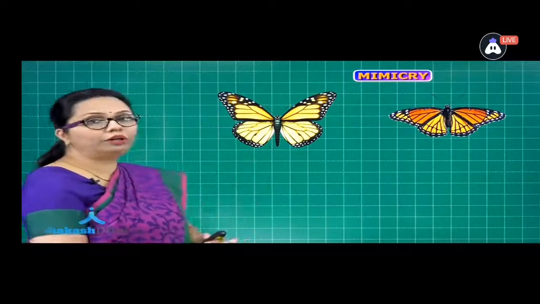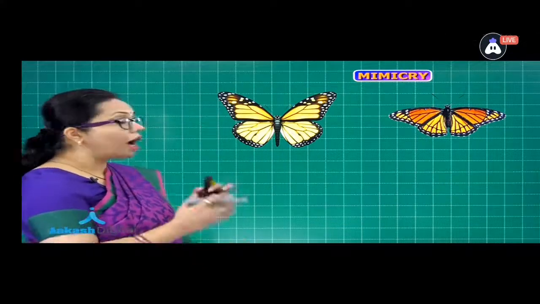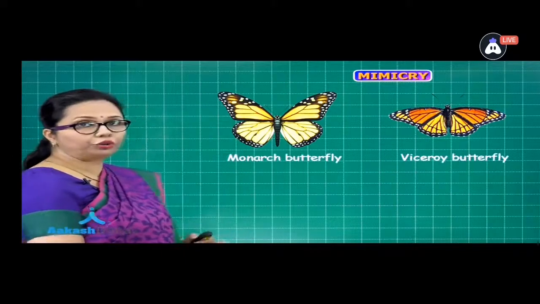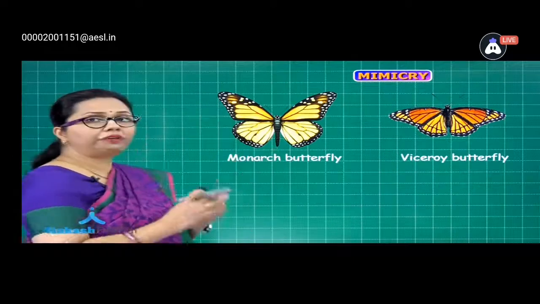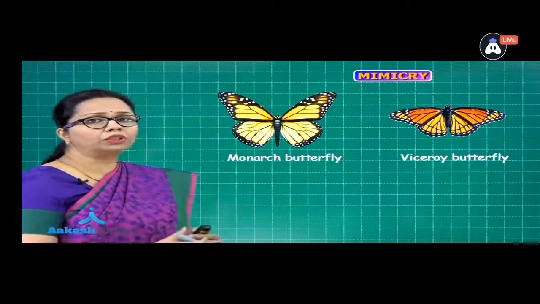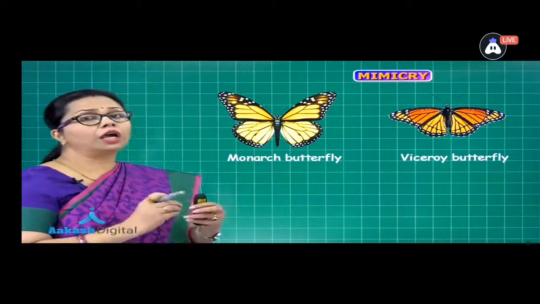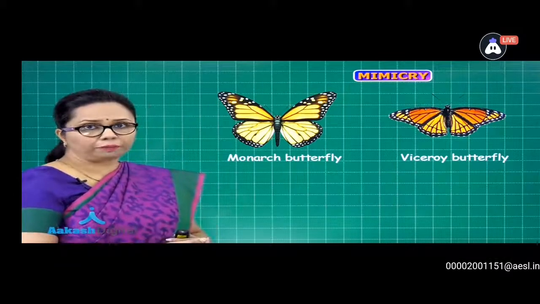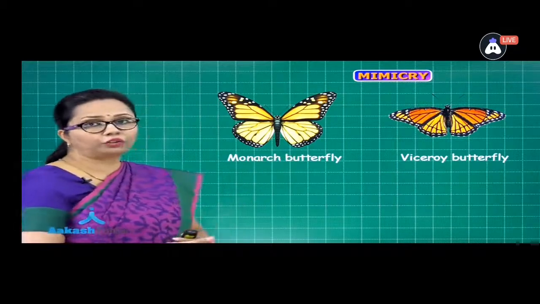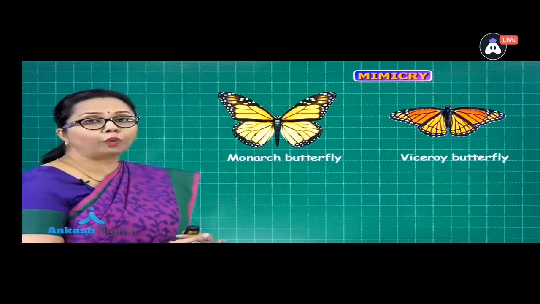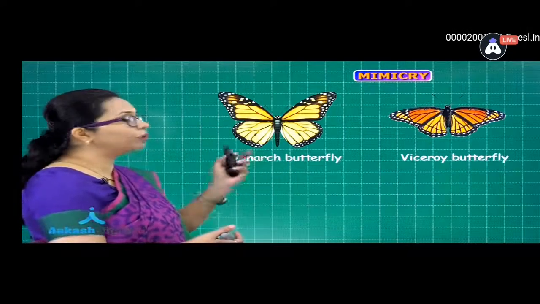Now, if you see these two butterflies, they resemble each other. However, out of these, one is the monarch butterfly. This one is the monarch. The other one is the viceroy. Now, the monarch is very distasteful. So the birds and other predators don't like to feed on it because it has a very bitter taste. But the viceroy is not so. It is palatable. But for any bird, it is difficult to tell the viceroy from the monarch.